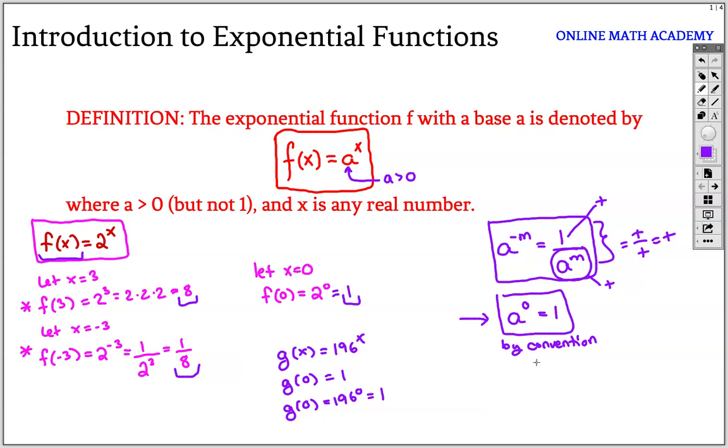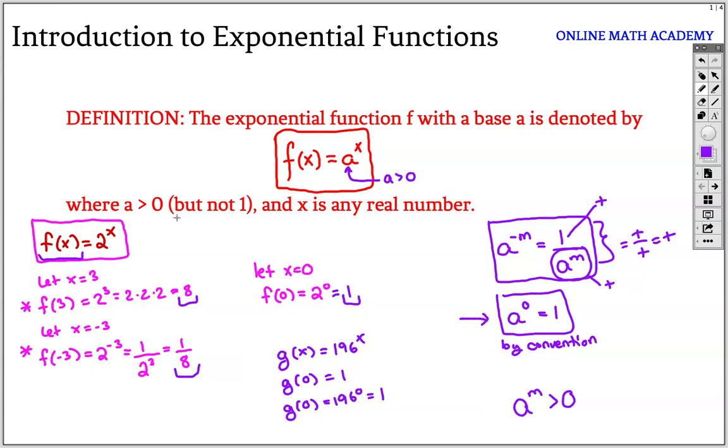And of course, if you just had this and m was positive, then this is always going to be greater than 0. So as long as a is positive and m is positive, that's always going to be greater than 0. The point is, these function outputs are always going to be greater than 0. Always, no matter if the exponent is positive or negative.